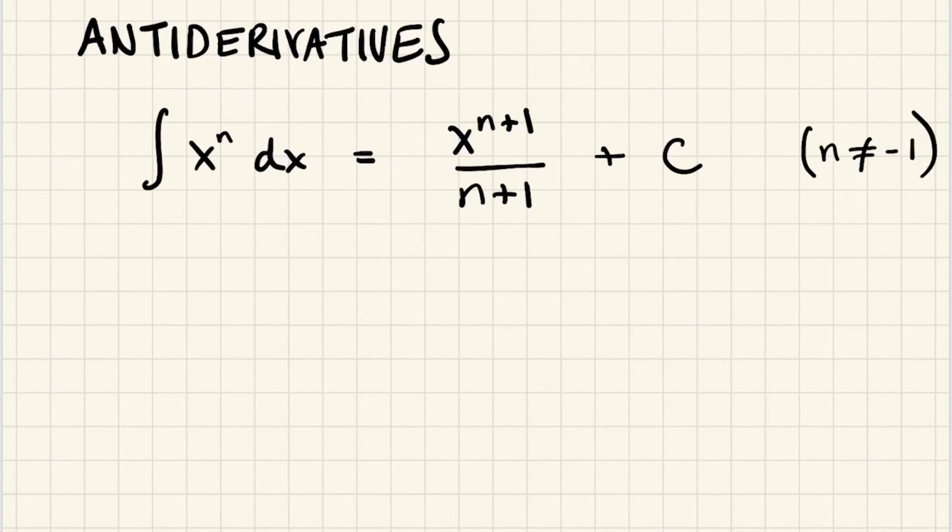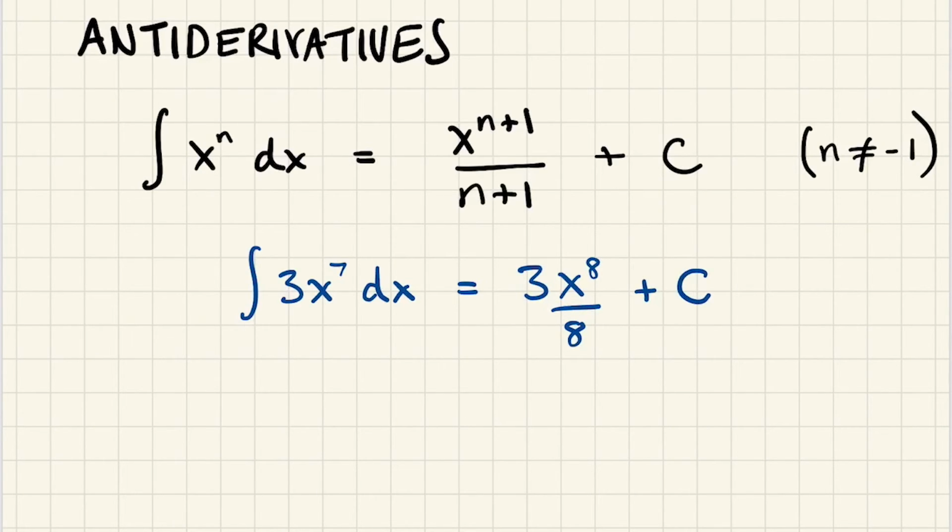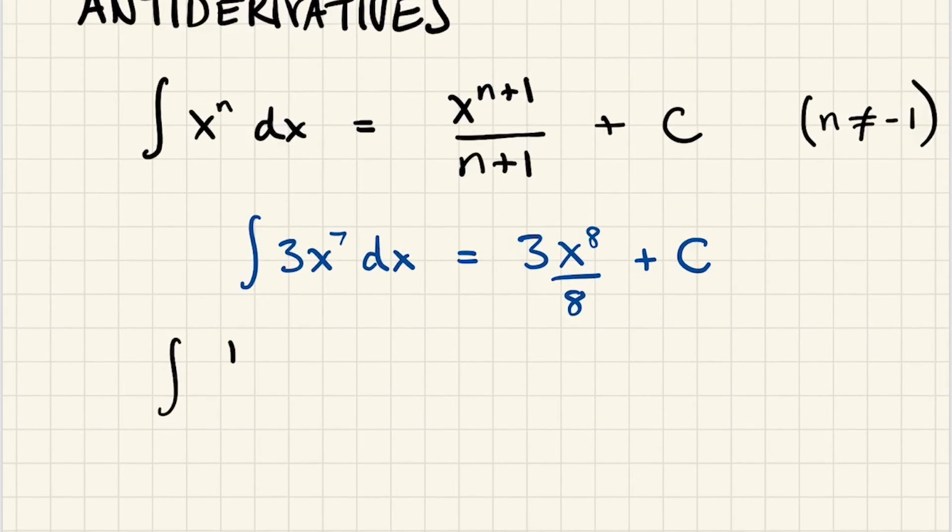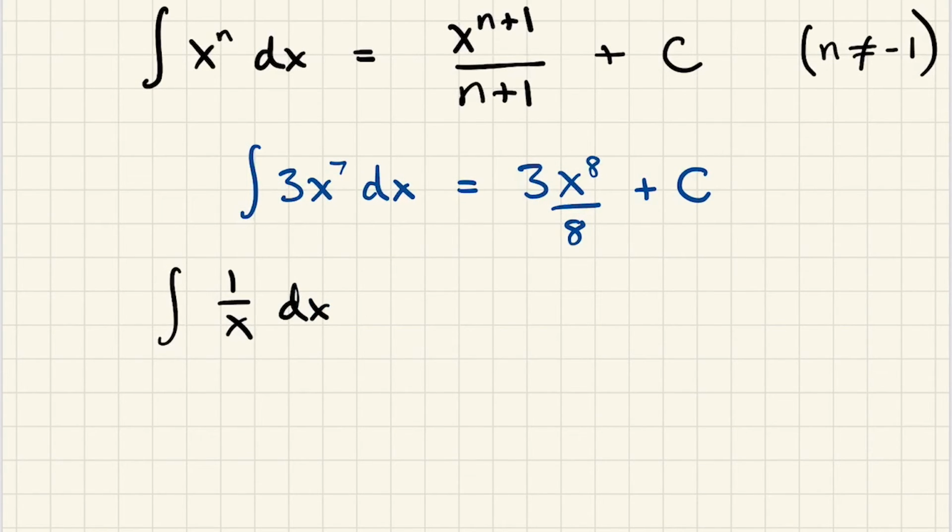So as a quick example, if you're taking the antiderivative of, say, 3x to the 7, then that would give you 3x to the 8 divided by 8 plus c. And of course, just taking the derivative of 3x to the 8 over 8, you would get back to 3x to the 7, confirming your answer. In the case where n does equal -1, that is this guy right here. This is x to the -1. And we know that we had a special function for that, which is the natural log of the absolute value of x as its antiderivative.